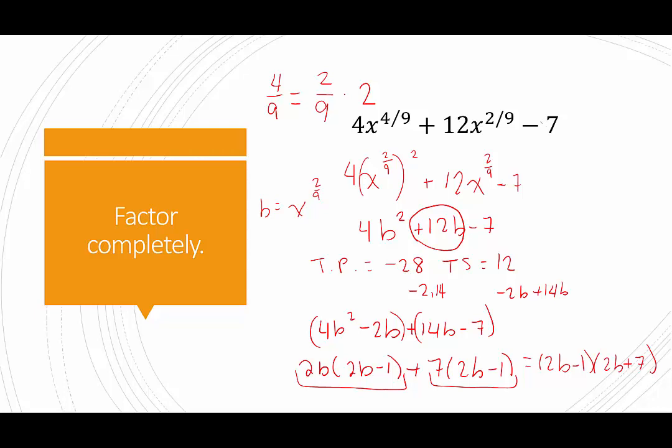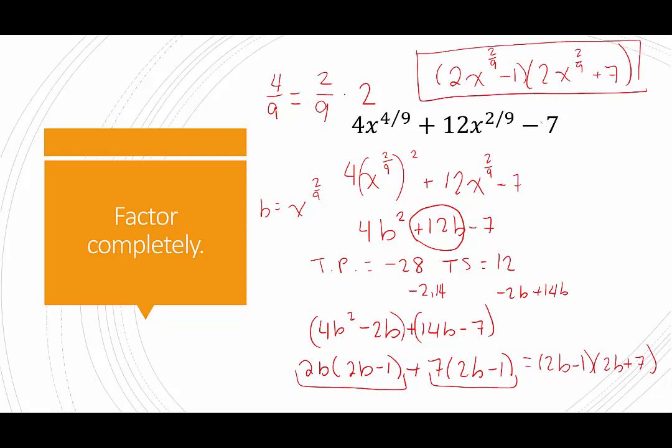Just kidding. So now we want to go back and say, okay, we substituted b for x to the 2/9, so we're going to go back and write our final answer with our x to the 2/9. So this would be 2 times x to the 2/9 minus 1 times 2 times x to the 2/9 plus 7. And thus we have successfully factored this expression.